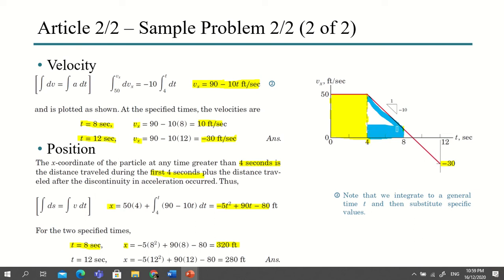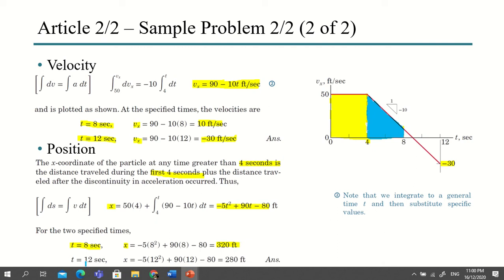So this area is already included. So take note, displacement is just the area under the curve in the VT curve. Okay, so at t equal to 8 seconds, this covers this part here and this part. So we got 320 feet.